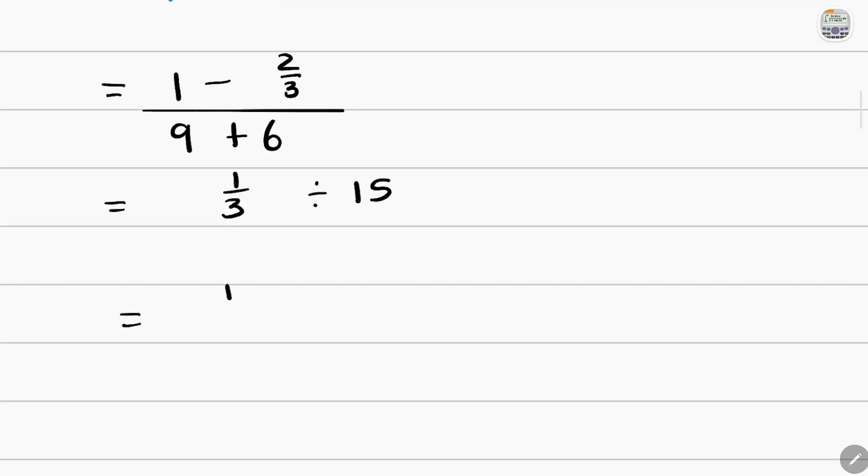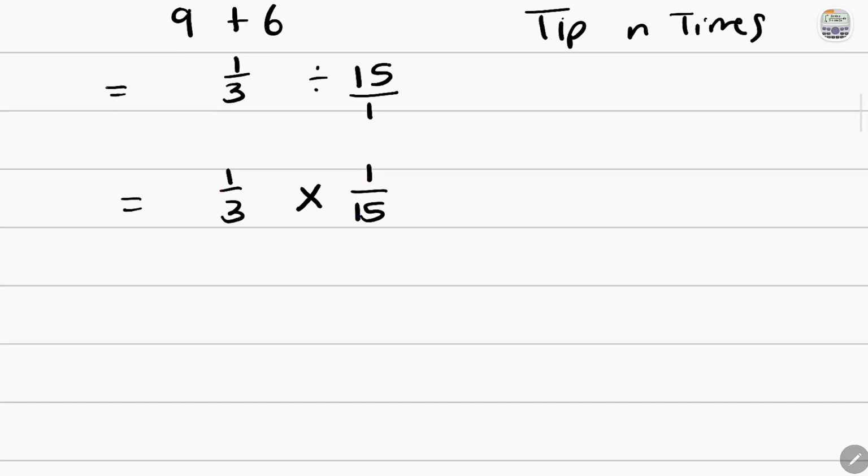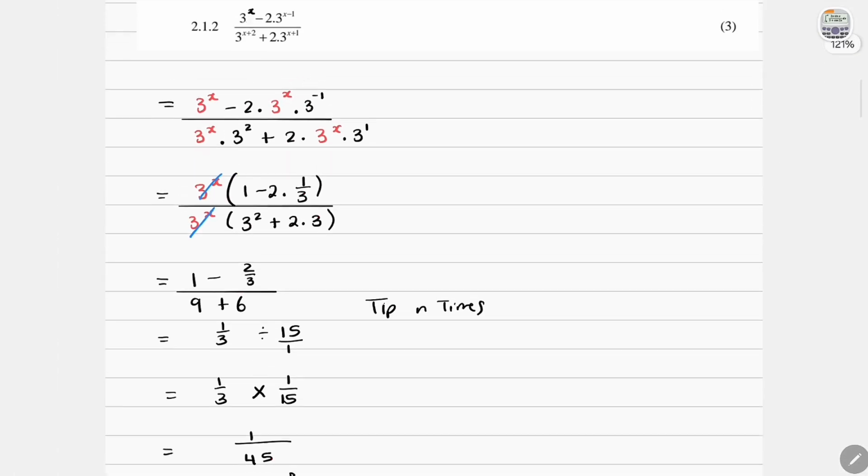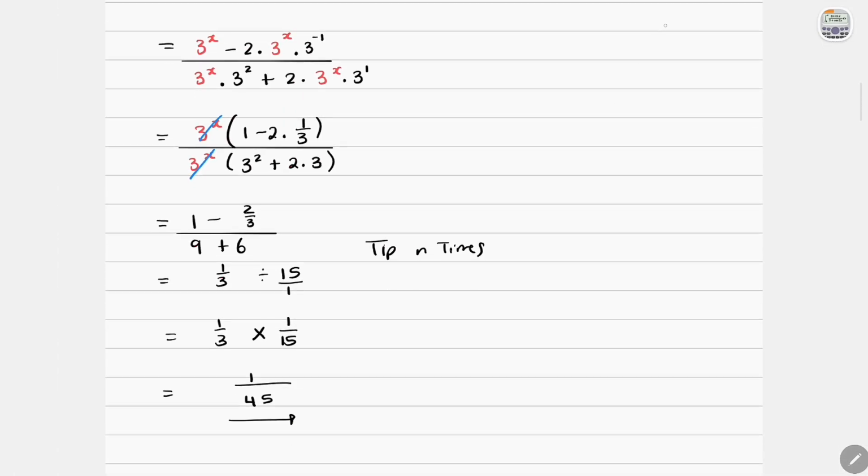So we can use tip and times. So 1 over 3, you're going to tip this, okay? So as a fraction, it is over 1. So you tip it, tip and times works like this. You tip and you times. We're going to swap the numerator and denominator, so it's 1 over 15, and change the division to a multiplication. And then multiply. Numerator times numerator is 1. Denominator times denominator is 45, and that is our answer. 1 over 45. Moving on to the next question.